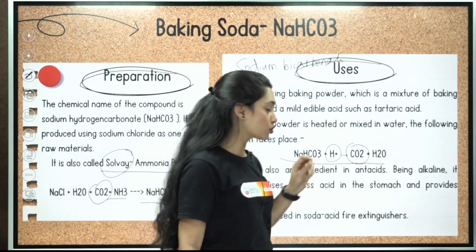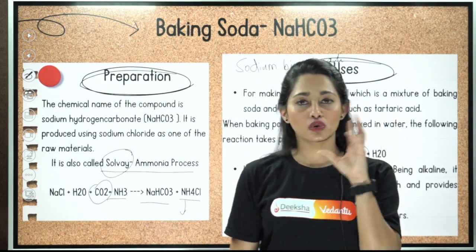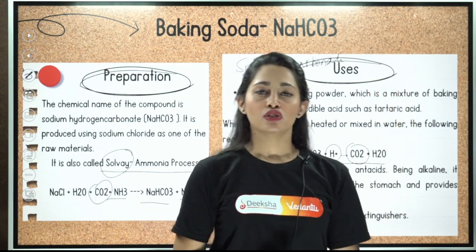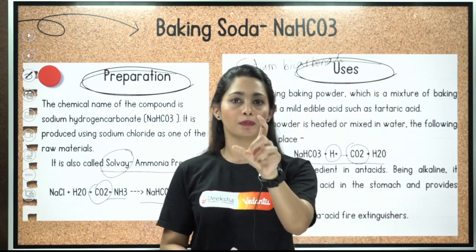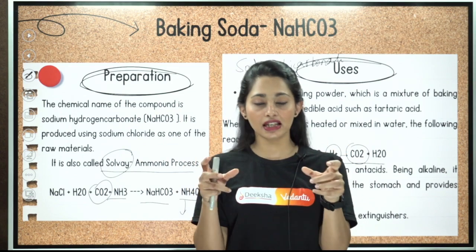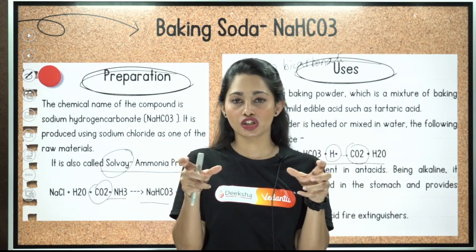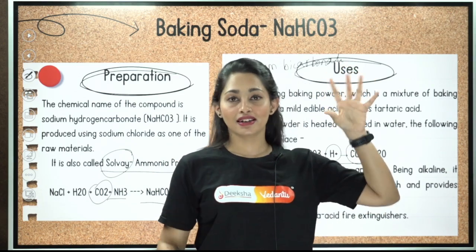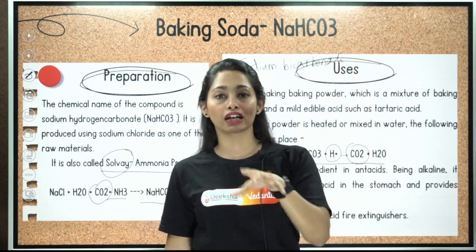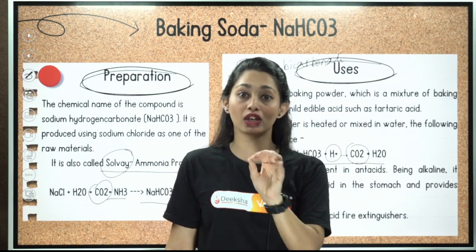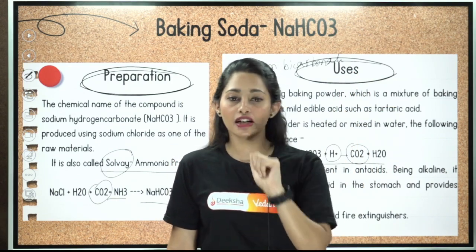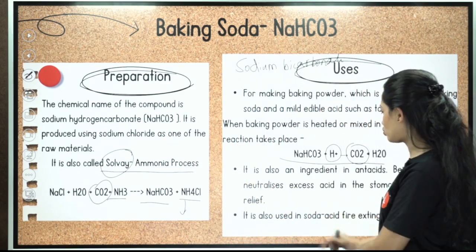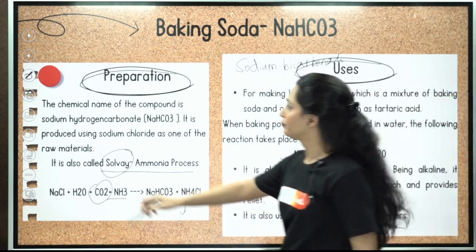It is also used in soda acid fire extinguisher. In a soda acid fire extinguisher, we are going to have H2SO4 and baking soda. When there is fire, we press the knob. Then the containers having H2SO4 and NaHCO3 are going to open up. They are going to react with each other. We know from the same chapter that acids react with metal carbonates or bicarbonates to give carbon dioxide gas, right? Carbon dioxide gas is used to put out the fire. That's how baking soda is used in a soda acid fire extinguisher.